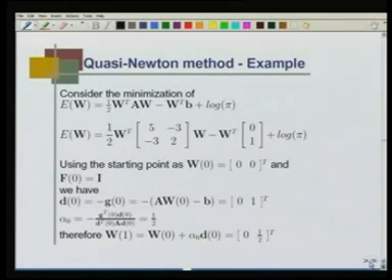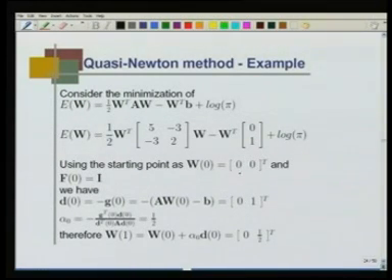So, here is an example of the Quasi-Newton method, a linear quadratic cost function, which is W transpose A W minus W transpose B, where A is 5 minus 3 minus 3 2 and B is 0 1, and I want to find out the weight vector W, which is naturally 2 by 1. What should be the weight vector such that E(W) is minimized?